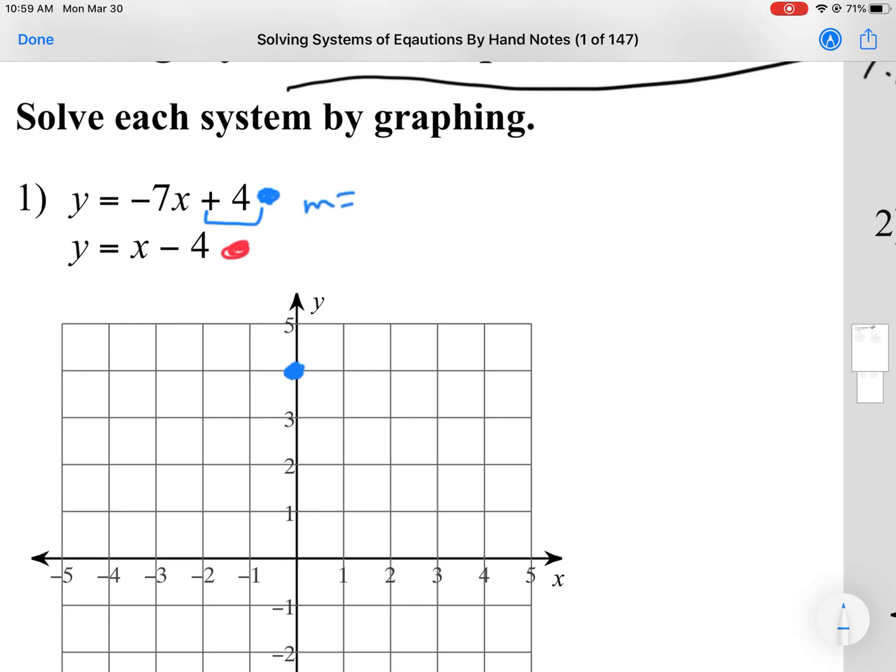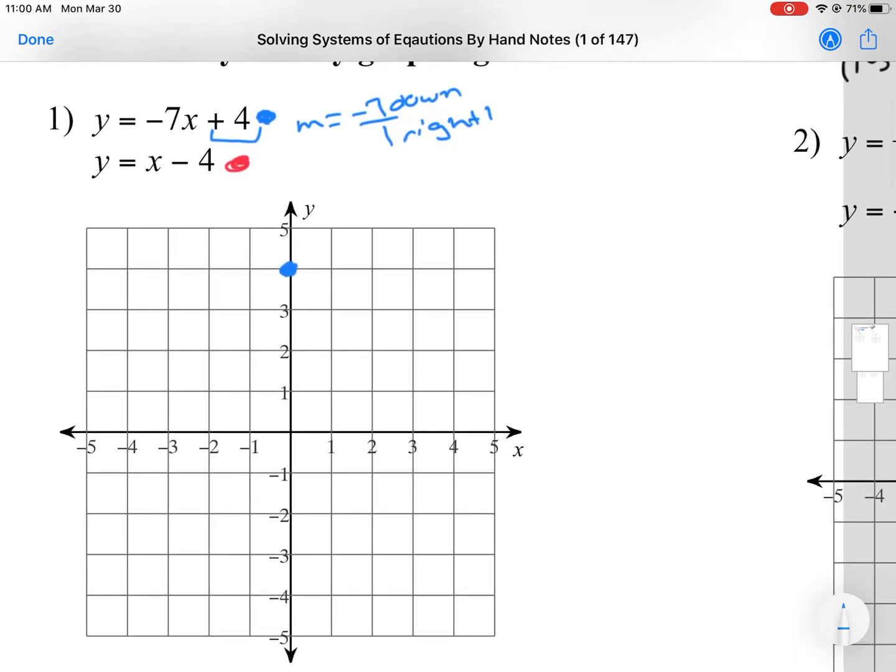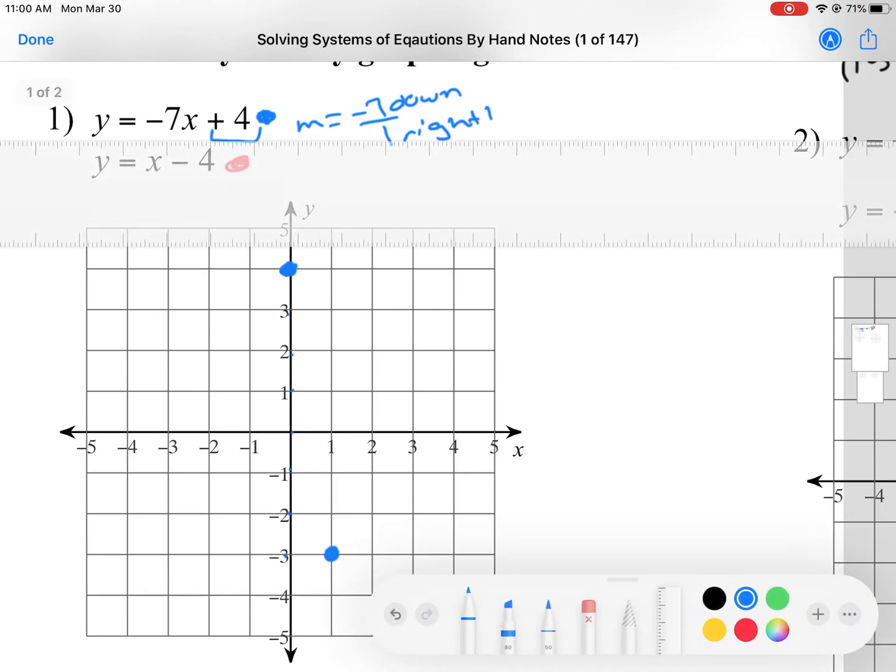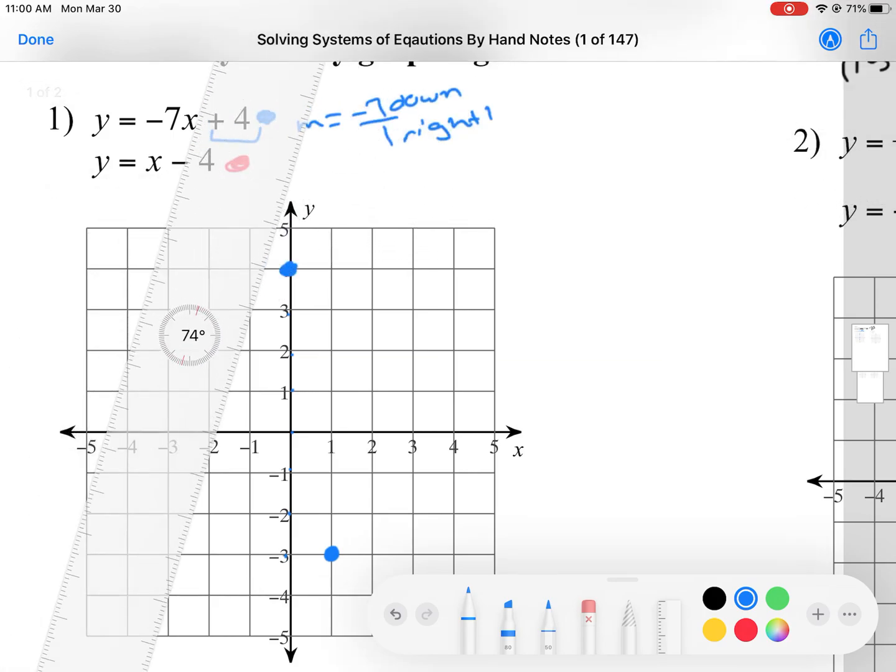Now, I'm going to use the slope to find my other point, because I only need 2 points to graph these, and I already have 1. So my slope is negative 7 over 1, which means I'm going to go down 7 and right 1. So from that point I have up there, I'm going to go down 7. 1, 2, 3, 4, 5, 6, 7, and right 1. So here we go. I have my 2 points now.